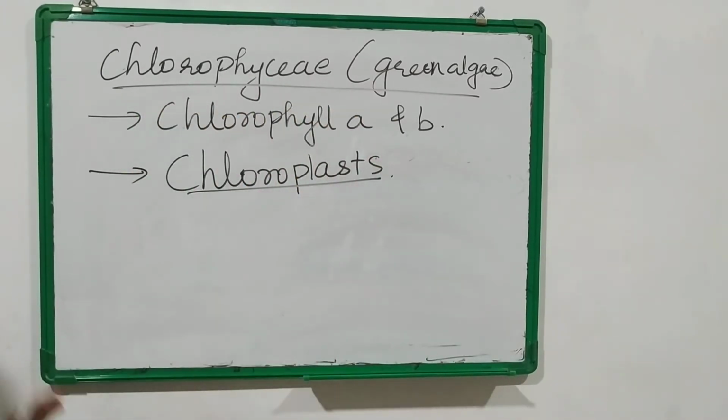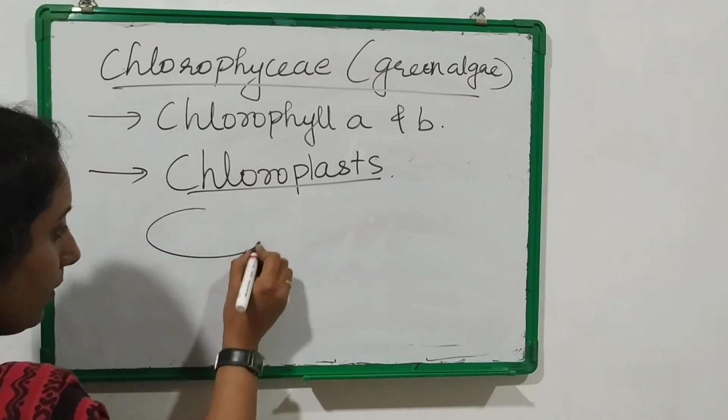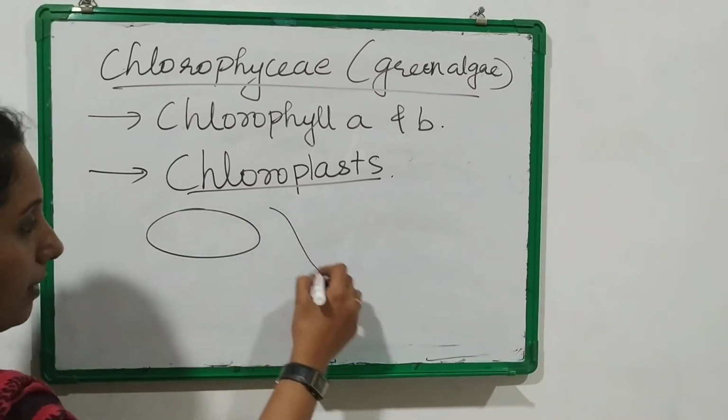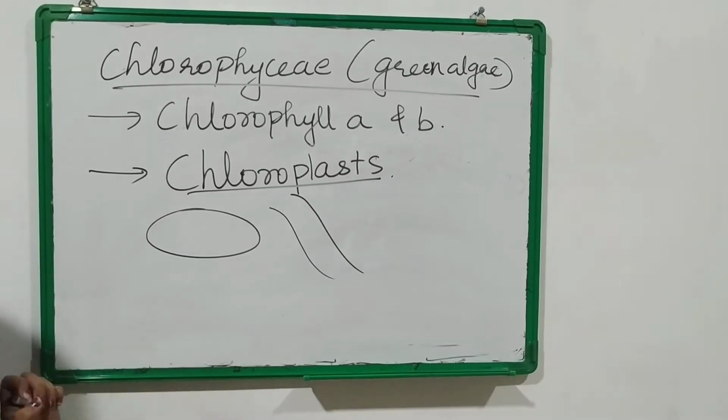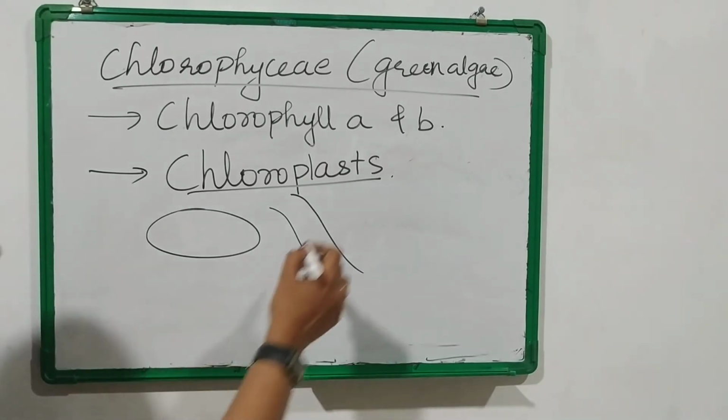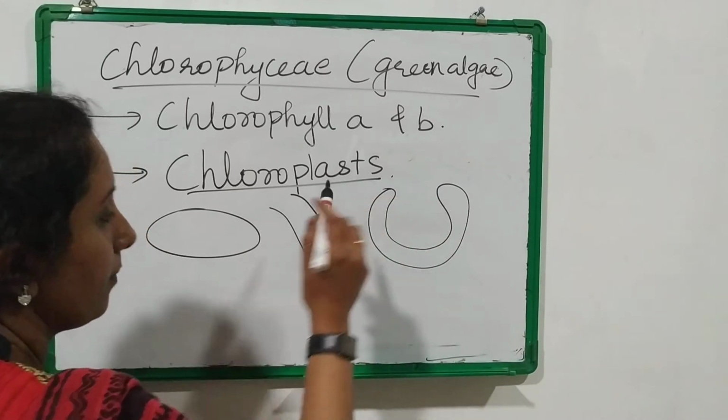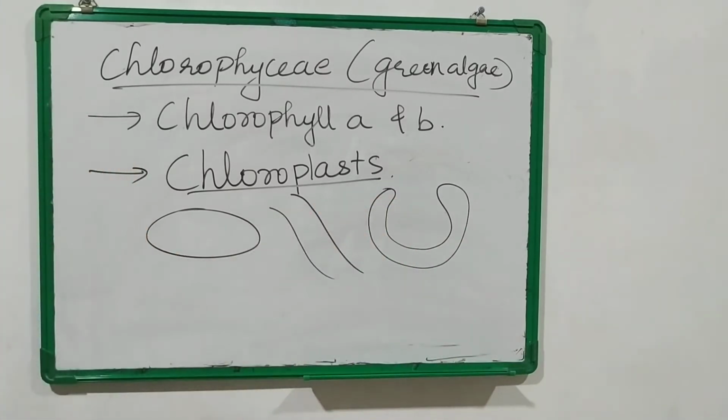In Chlorophyceae, the structure of chloroplast may vary between different organisms. Sometimes the chloroplast may be disc shaped, sometimes ribbon shaped, sometimes cup shaped, and also spiral shaped. Different shapes will be present in different algae.